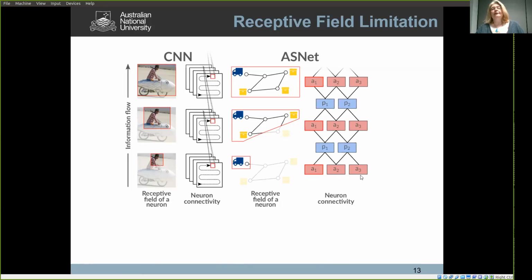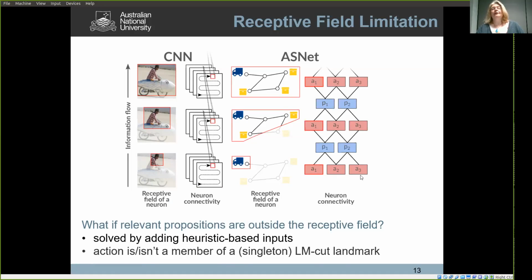So this is why we've decided to resolve this issue by giving additional inputs to the network. In particular, we're using inputs that are derived from domain-dependent heuristics. We're using LM-cut landmarks and telling every action in the bottom layer whether it's a member of a singleton landmark, a member of any landmark, or not a member of any landmark at all. And so an action at the top layer here, because it's related to itself at the previous layer, is going to know whether it's a member of a landmark or not, and that's going to give it enough information to determine whether it's relevant to the goal.